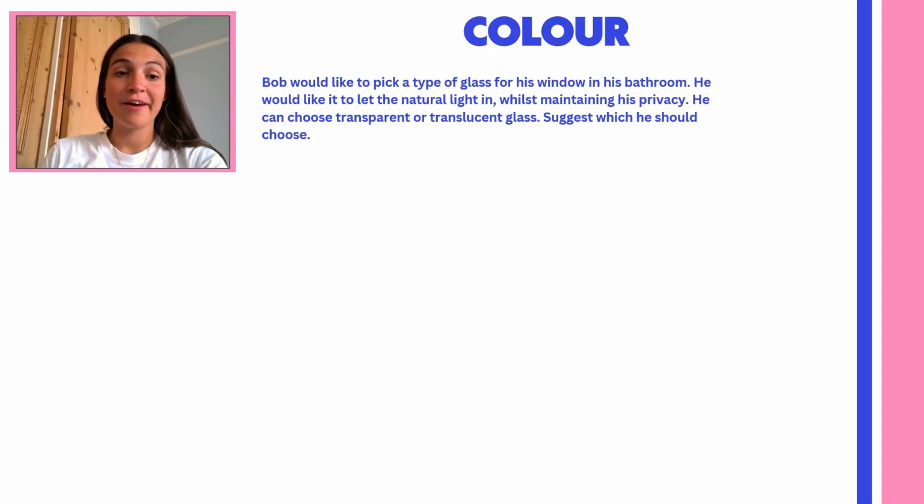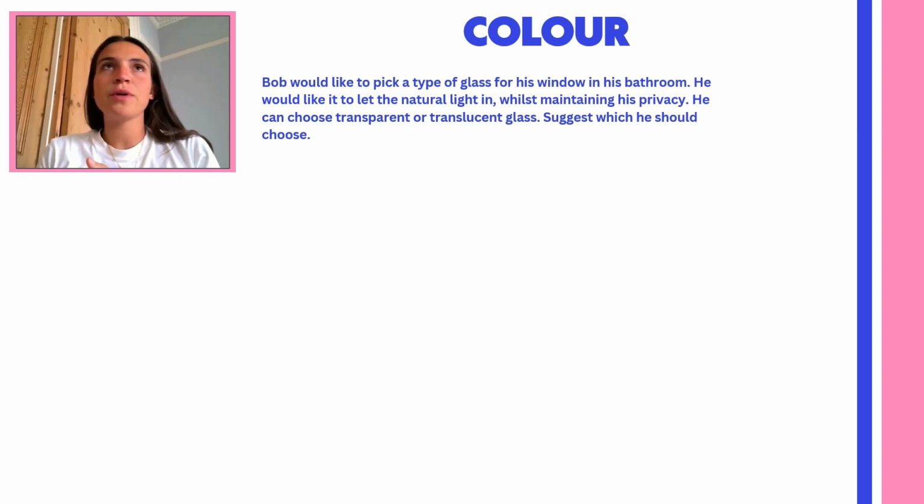If you're ready, let's dive in. So in this first question here, we have Bob would like to pick a type of glass for the window in his bathroom. He would like it to let the natural light in whilst maintaining his privacy. Fair enough, Bob. He can choose either transparent or translucent glass, and we need to suggest which one he should choose.